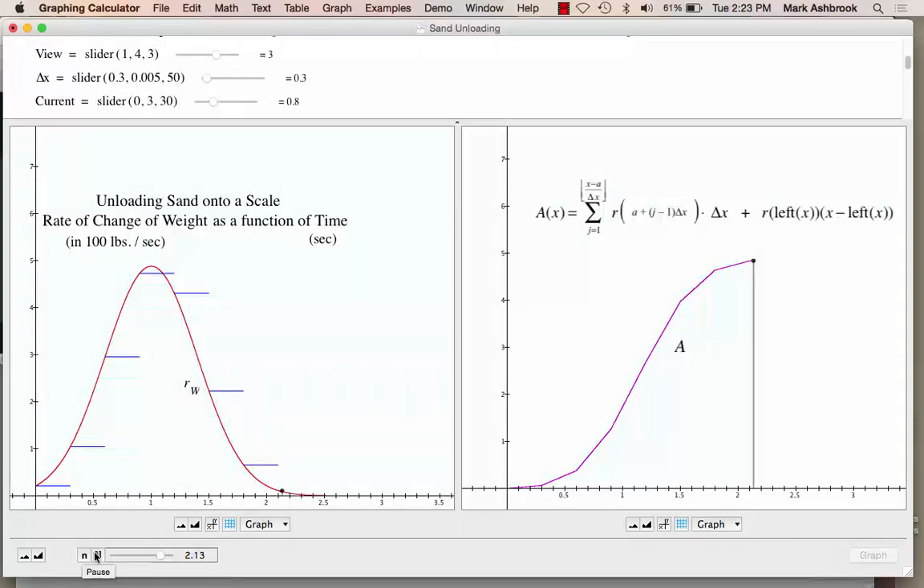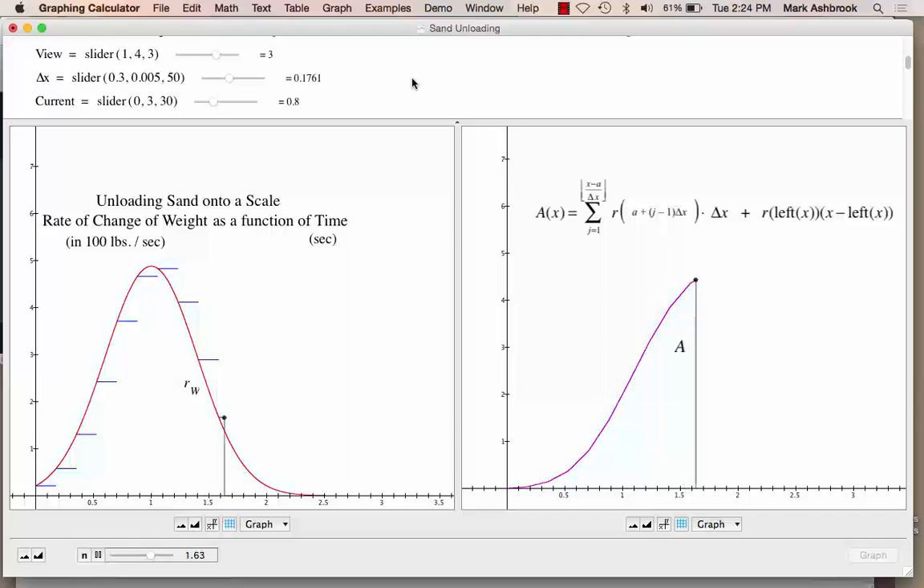So talking about getting an exact accumulation function means first talking about getting a better approximate accumulation function. How can I make the approximate accumulation function better than this one? You should all know that. What do we do to get a better approximate accumulation function? Smaller intervals will make a better one. So I'll do smaller intervals here. Here's now delta x equals 0.1761. So what happens to the approximate rate function? It becomes better, right?